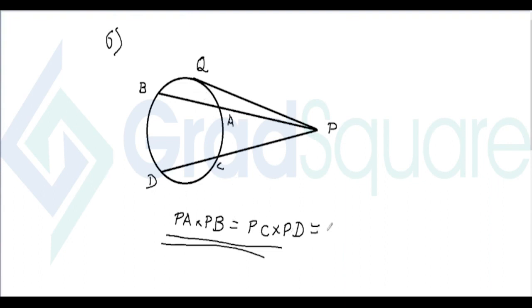Then the corollary states that PA into PB is equal to PC into PD, which will be equal to PQ square. So this is the sixth theorem in circles. These are the six major theorems. Apart from this, there's a seventh property when it comes to two circles, which I point out in the class as a very, very important concept that we all have to understand.